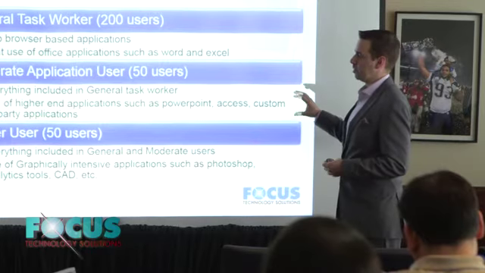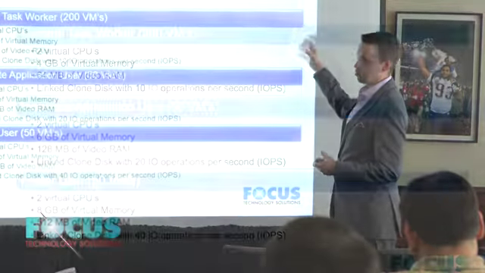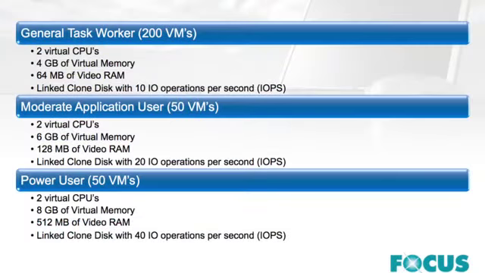This really helps you line this up into a profile of a virtual machine. So your general task worker, and these are just examples, they're not hard set in stone, but you could do some testing and find out, okay, my general task workers work great with 2 virtual CPUs, 4 gigs of virtual memory, and 64 megs of video RAM, and I need about 10 IOPS per desktop to make this happen.